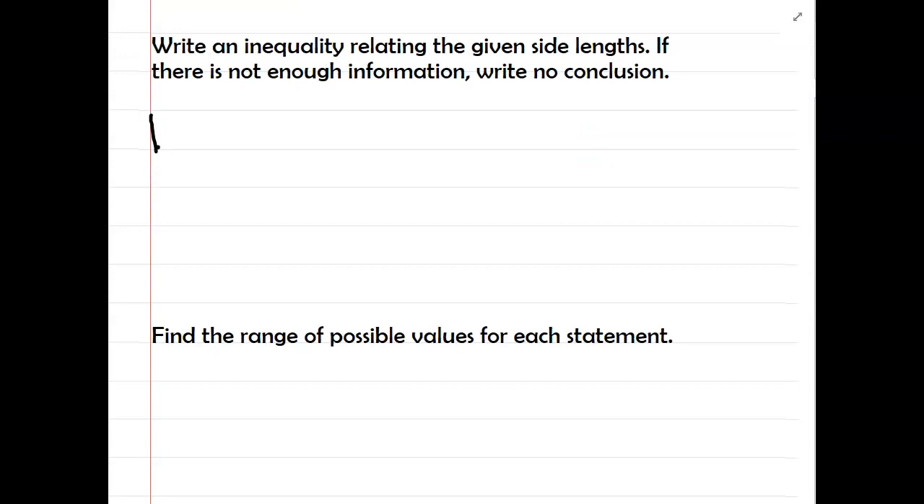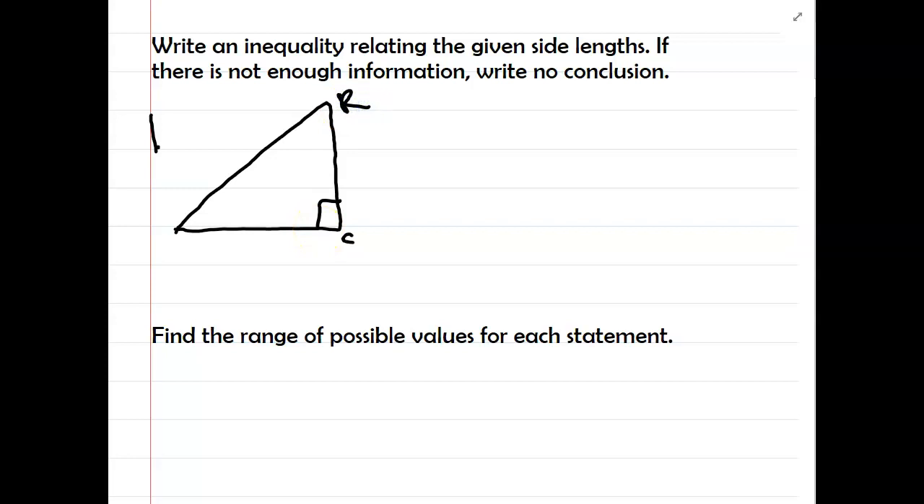So number 1, let's draw a right triangle. It will, of course, have a right angle. We'll call this triangle RST. And right next to it, let's draw an obtuse triangle. We will call this triangle ABC.